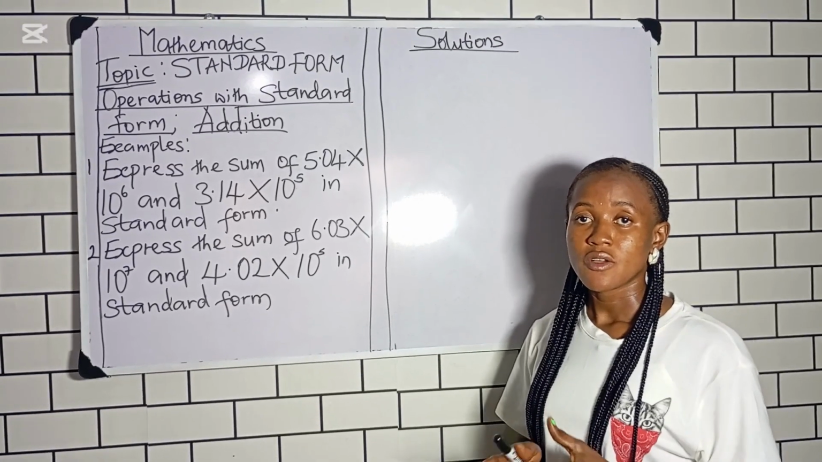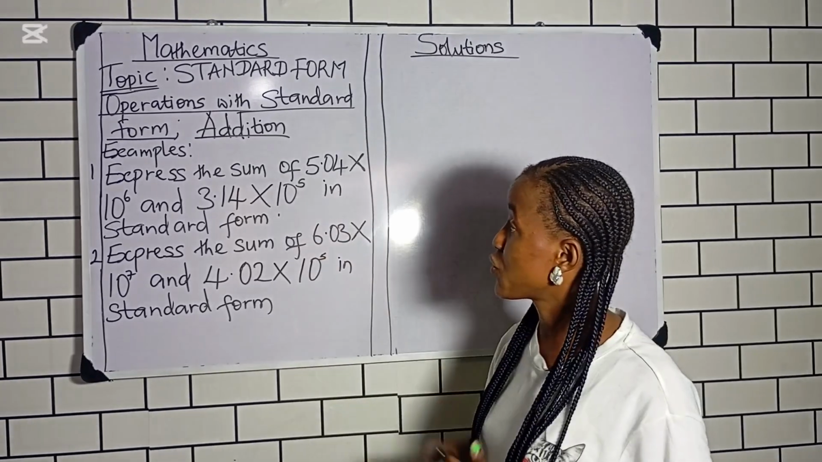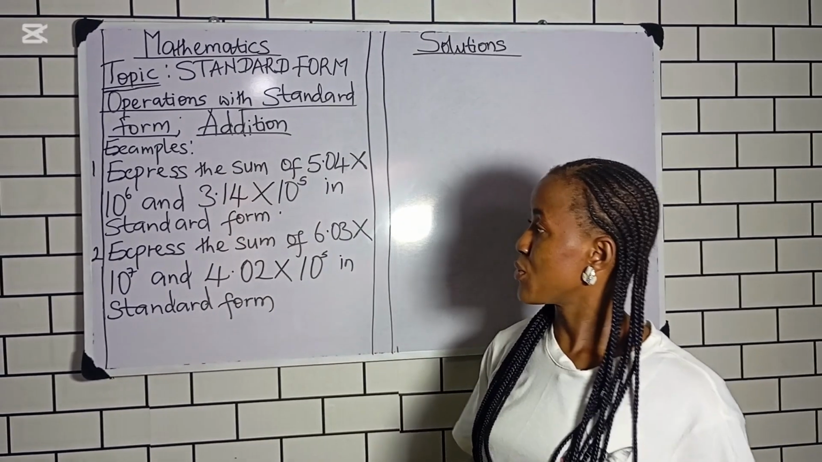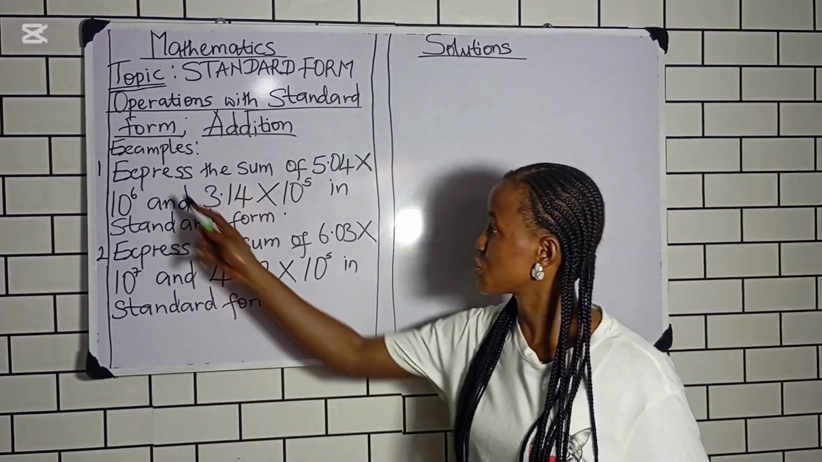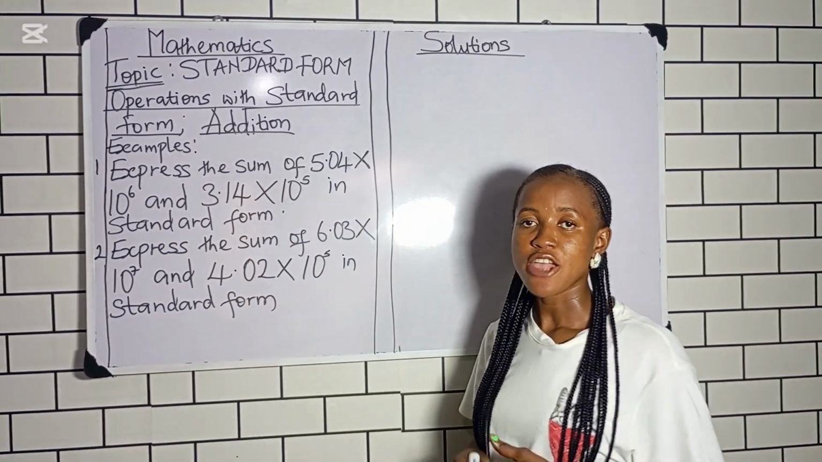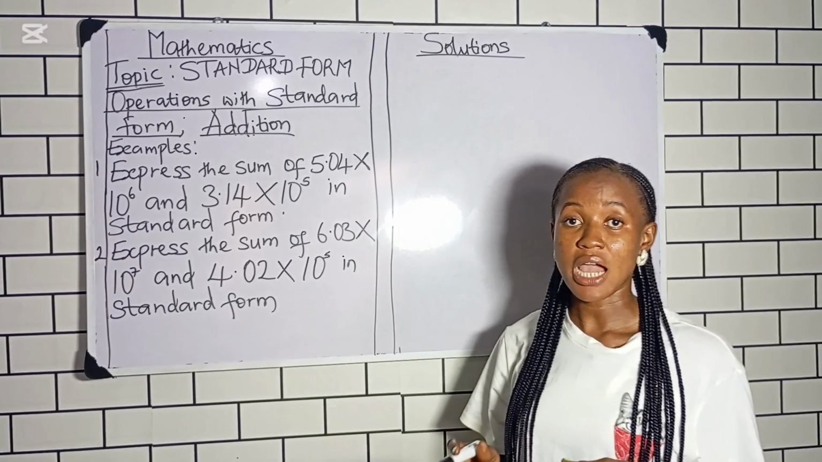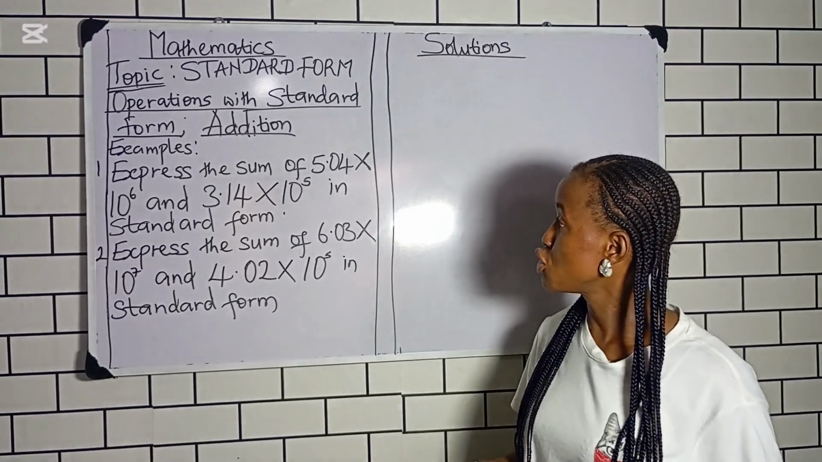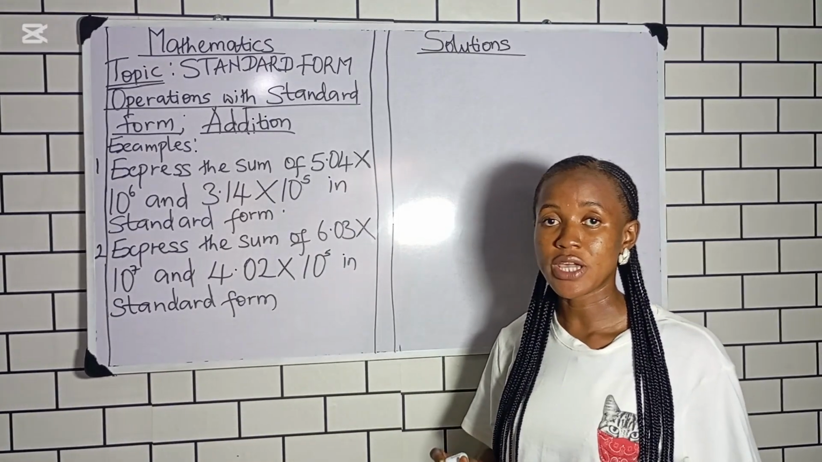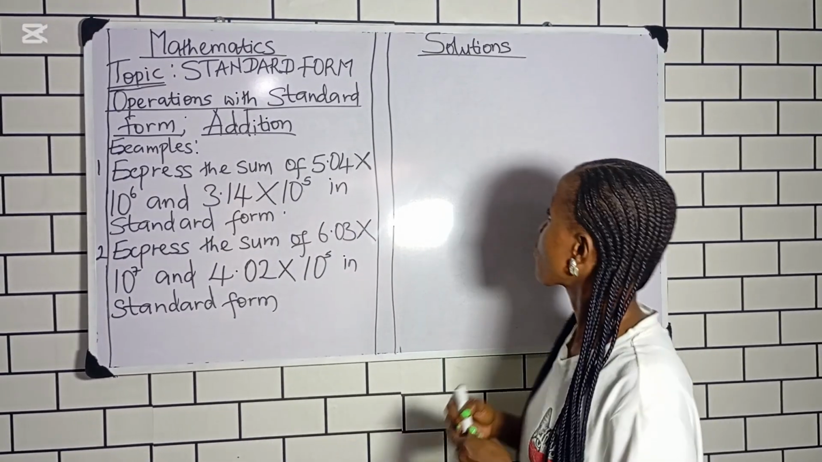Now we are going to solve some operations with standard form. We'll be starting with addition. The examples. Number 1, they say express the sum of this and this in standard form. And you know that a sum is an answer after addition. Therefore, we're going to express the answer after adding the two numbers in standard form.